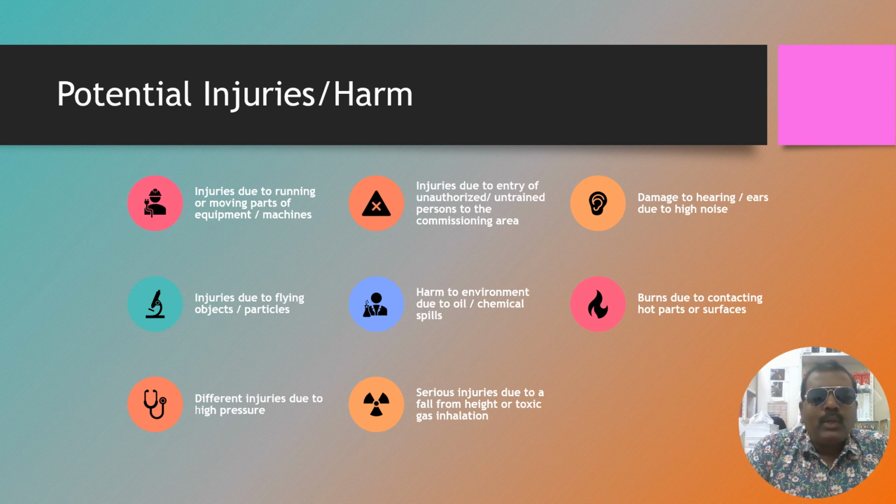Injuries due to flying objects or particles. Harm to environment due to oil spillages, chemical spillages. Burns due to contacting hot parts or surfaces without proper hand protection. Different injuries due to high pressure pipelines are a few examples. Serious injuries due to fall from height or toxic gas inhalation. Gas inhalation inside a confined space, maybe in work at height, as I said, a few examples, it might be the cause of that.